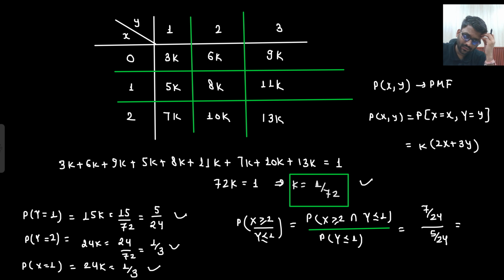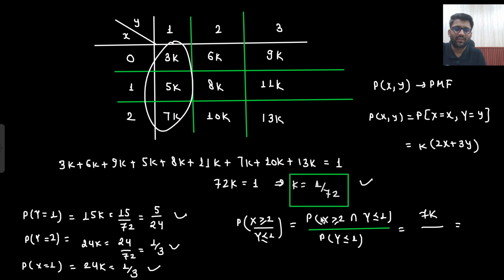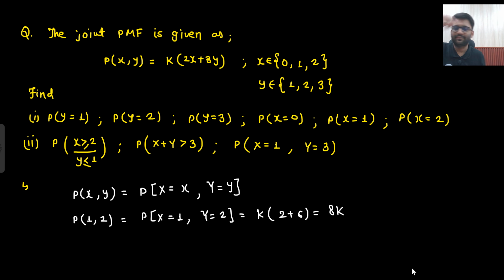What is happening, brother? 7k, okay, 7 by 72. Let's write it down. This is 7k, right? You understood, right? X should be greater than or equal to 2, that means x can take only value 2, and y should be less than or equal to 1, that means y can take value only 1. So 2 and 1, that means 7k will be the answer, no. So answer will be 7k divided by, y should be less than 1, that means y could be equal to 1 only. So what would this be? 15k. So answer is 7 by 15, right?